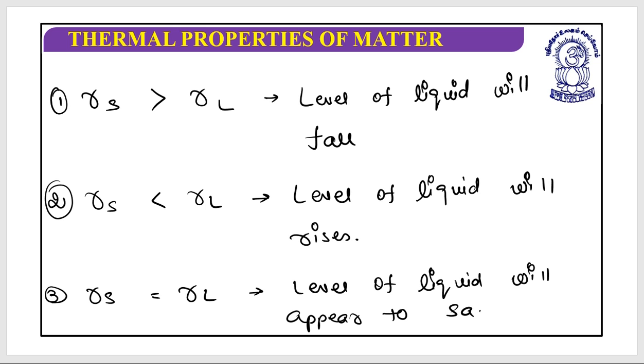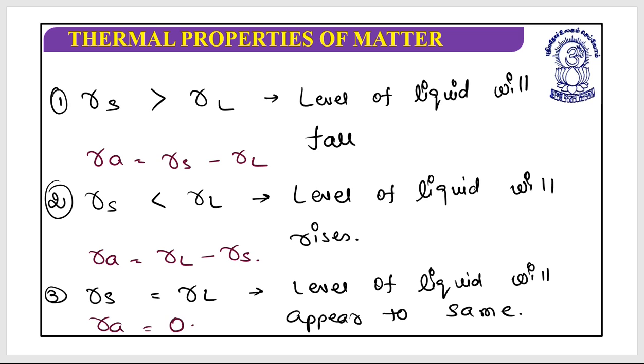Yes, this is about the apparent expansion. So in this case, if I have been asked to find out the gamma apparent, I will write it's gamma s minus gamma l. In this case, gamma apparent is equal to gamma l minus gamma s, and in this case, gamma a is equal to 0 because both are equal.